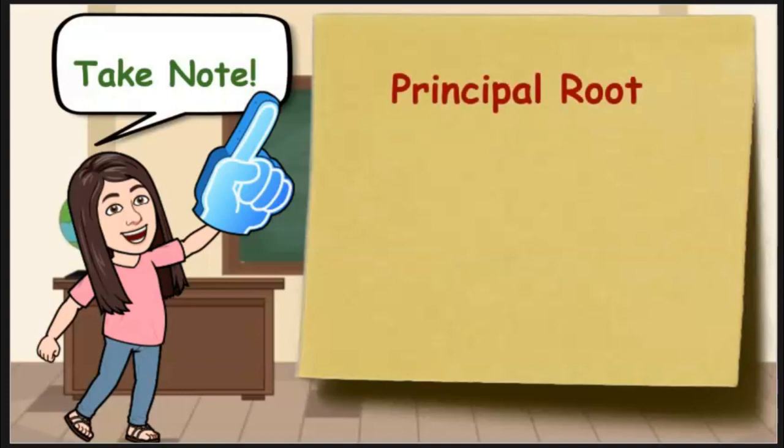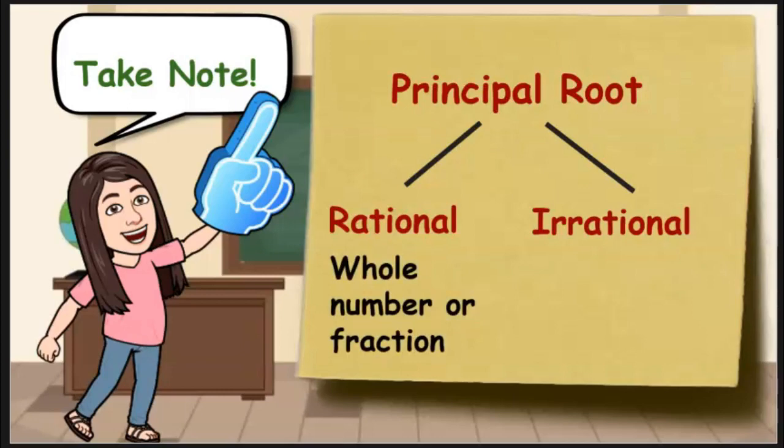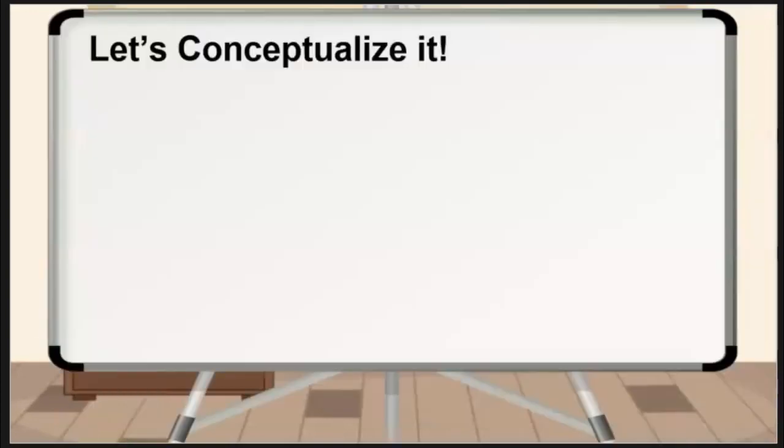Notice that some principal roots are whole numbers while some are decimal numbers. That means when a principal root is a whole number or fraction, then the principal root is described as rational. When a principal root is a non-terminating or non-repeating decimal number, just like our previous examples with the ellipses or three dots, then the principal root is described as irrational.